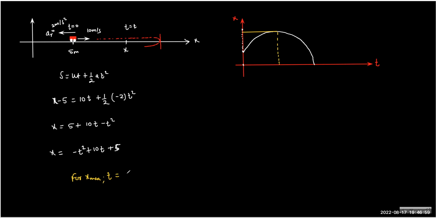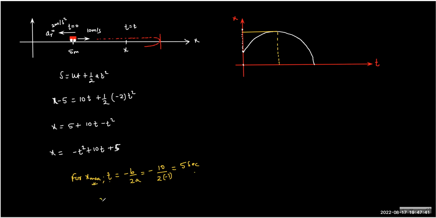If you remember the formula, minus b by 2a. Only at this instant of the quadratic will x attain the maximum value. I hope you remember. What is b here? 10. What is a here? Minus 1. What is the answer? Which means when time is 5 seconds, the x will become maximum.